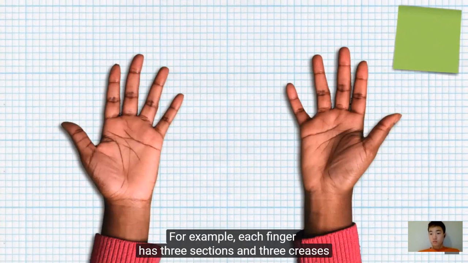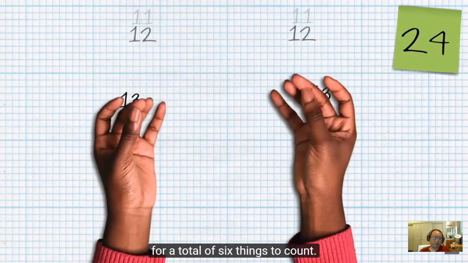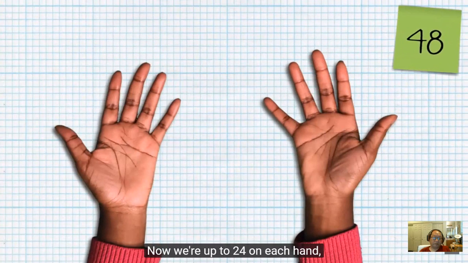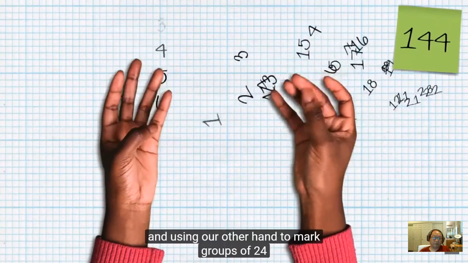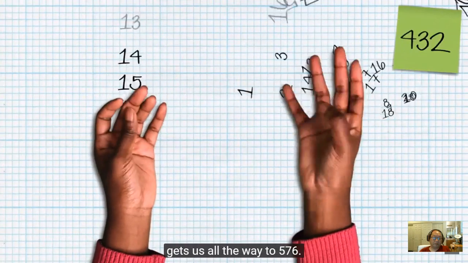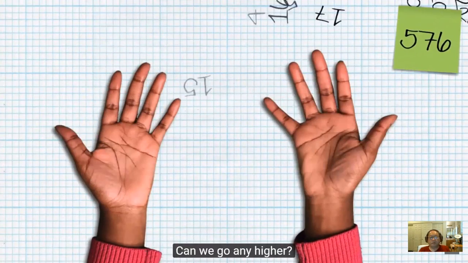For example, each finger has 3 sections and 3 creases, for a total of 6 things to count. Now we're up to 24 on each hand, and using our other hand to mark groups of 24 gets us all the way to 576. Can we go any higher?